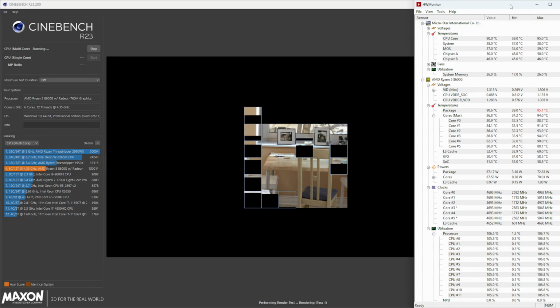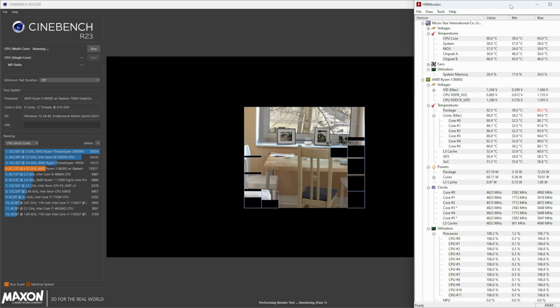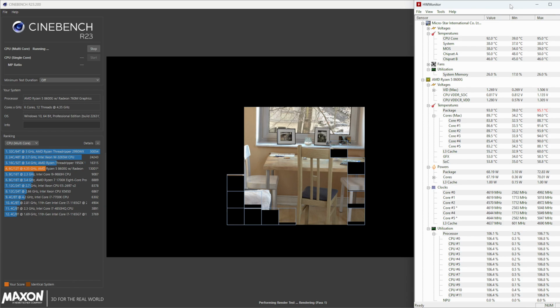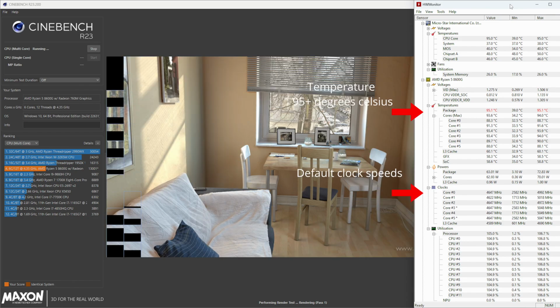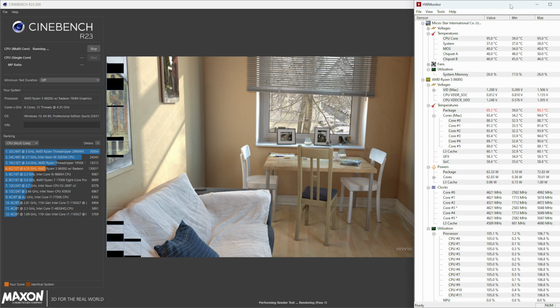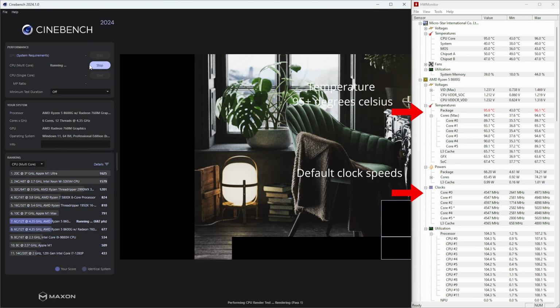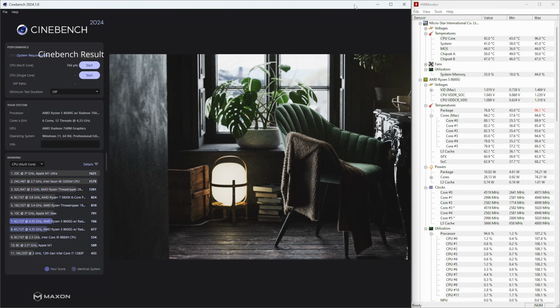Testing Cinebench release 23. The temps go up to 95 degrees. Same temps with Cinebench 2024.